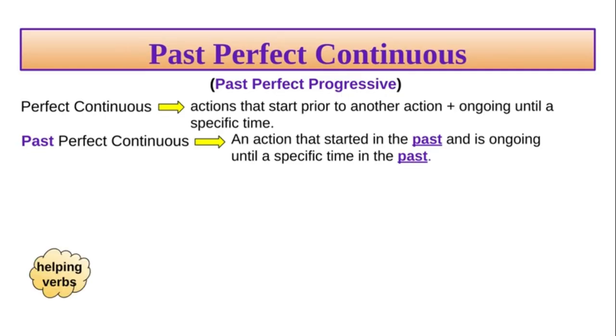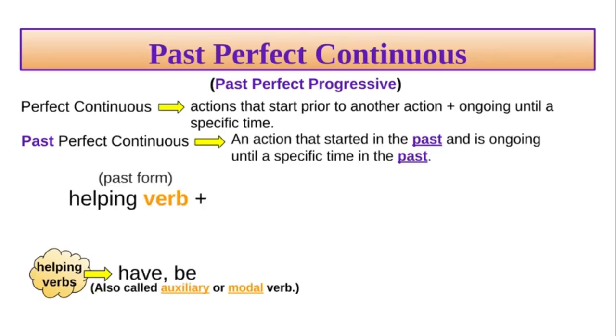To conjugate the past perfect continuous, we're going to need a couple helping verbs, okay? Have and be. Combine the past form of the helping verb have, the past form of the helping verb be, and the present participle of our regular main verb to conjugate the past perfect continuous.